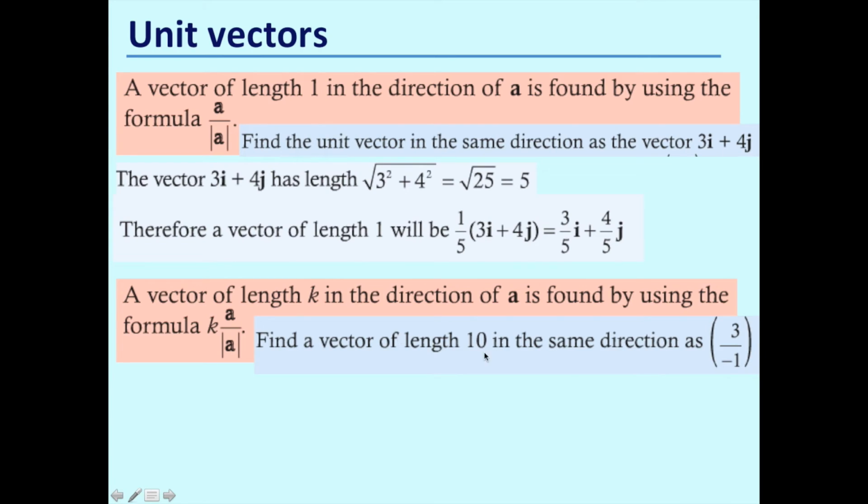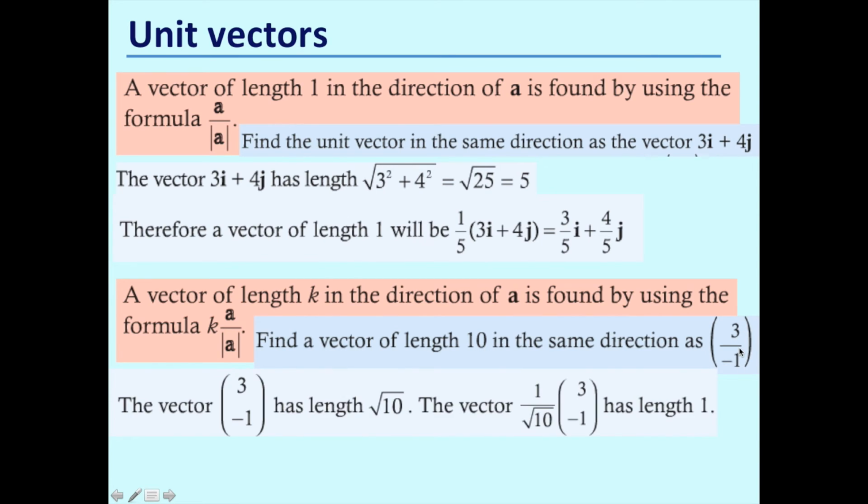Similarly, if we want to find a vector of length 10 in the same direction as this vector here, the first thing we're going to do is find the unit vector and then multiply it by 10. First of all, we can find the magnitude of the vector as it is. We use Pythagoras to figure out that the magnitude at the moment is root 10. If I divide through by root 10, this will give me the unit vector, a vector of length 1. However, I have been specifically asked to find a vector with length 10, so I need to take this and multiply it by 10.